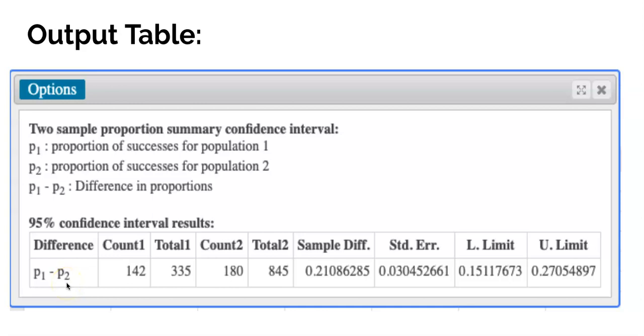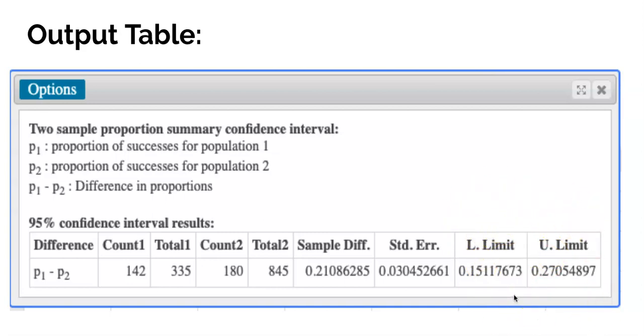If it really didn't change, the subtraction will give you a 0, right? If there's no difference, we should see 0 in our confidence interval. These four, count 1, total 1, count 2, and total 2, are the numbers that we entered. These are the input, the summary that we gave StatCrunch. They found the sample difference for us, and they also found the standard error. And these two, L limit and U limit, are the lower limit and the upper limit. This is our confidence interval right there.